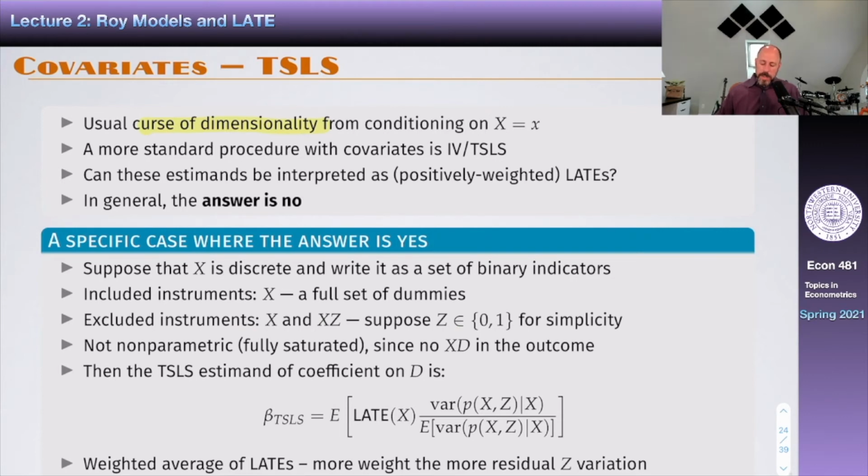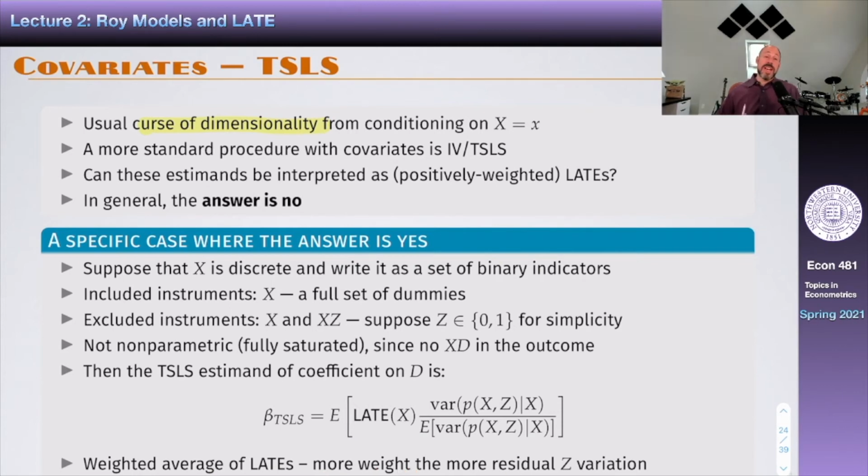I wrote here, notice that it's not fully saturated because I'm not including the interactions between these covariates and the variable that we care about, D. It's just Y on D and X, okay? But we're going to include X and XZ as instruments. Then the two-stage least squares estimate in this case takes this particular form. And it is a weighted average of LATEs, and it assigns more weight to individuals that have more residual Z variation, as you can see from this expression over here.